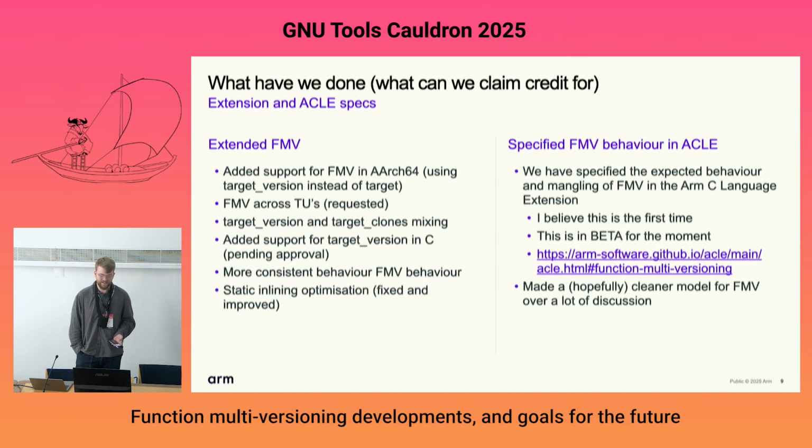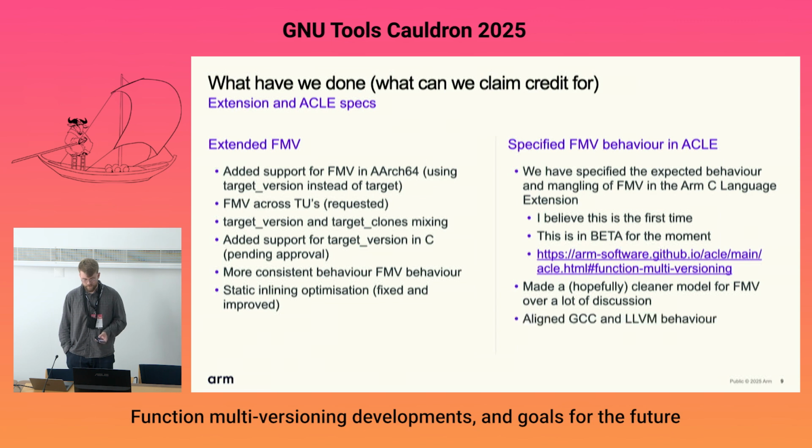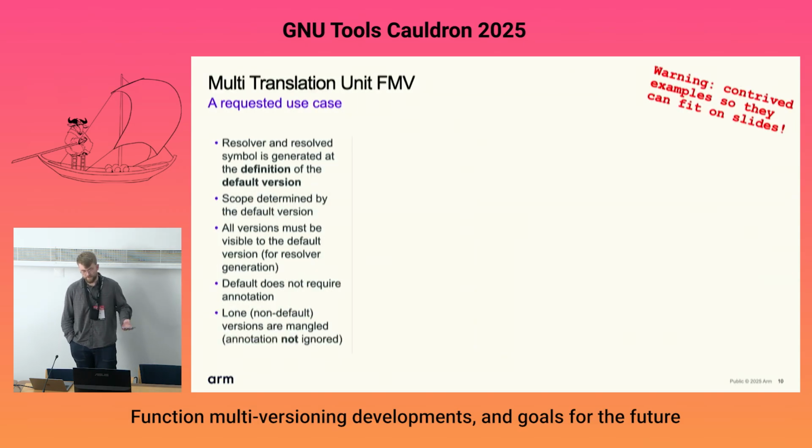And again, we've hopefully made a semantic model, because we've specified it and spent a lot of time arguing about it, hopefully a cleaner semantic model overall for how function multiversioning should work. We've aligned that between our LLVM team and our GCC team, so hopefully they should be fairly compatible. But no one's used it yet, so I'm sure we'll get bug reports.